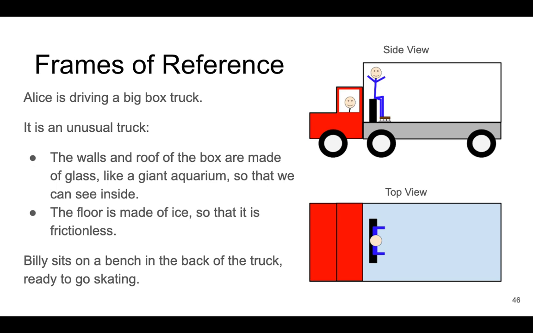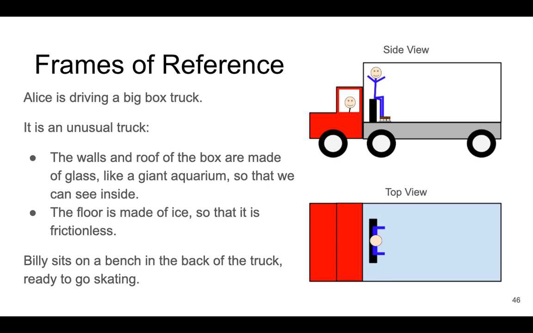So I spent a long time making these drawings, so you better appreciate them. We're going to have Alice driving a big box truck. So here's Alice. This is a very unusual truck. Think of it as like a giant aquarium, basically. The walls and the roof are made of glass so that we can see inside, and the floor is made of ice so that it is frictionless. Physics teachers love ice because we get to pretend it's frictionless.